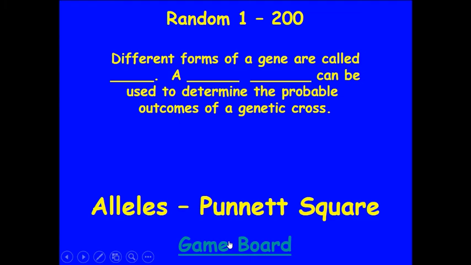Different forms of a gene are referred to as alleles, and there are dominant alleles and recessive alleles. And Punnett squares can be used to determine the probable outcomes of a genetic cross.